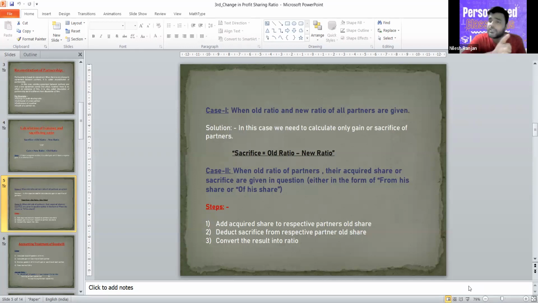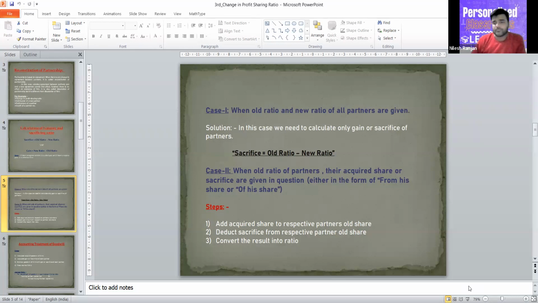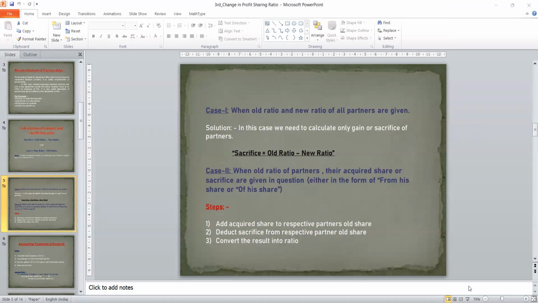But if old ratio is given and then maybe some sacrifice of a partner or some gain of a partner is given, then we have to calculate new ratio. Okay, sir. So in some situations, you need to calculate new ratio, and in some situations, you need to calculate gain or sacrifice. Okay, sir.